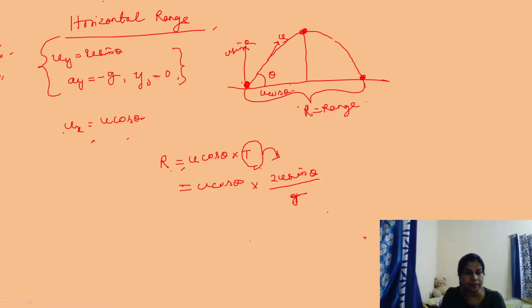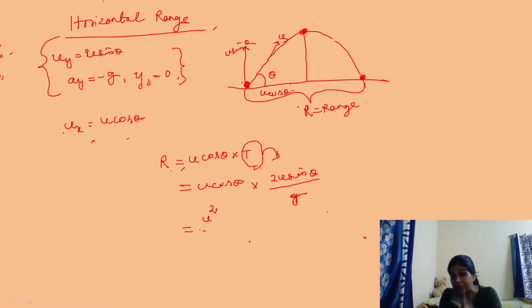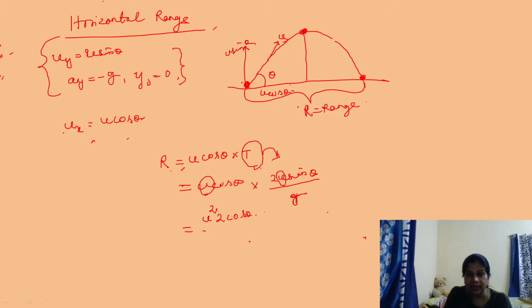Is it okay? So now I can rewrite this expression. Here u, two u, so 2 times u is multiplied. That's why u into u. Now this is u and this is another u. So u into u becomes u square. Now this is u square, 2 cos theta into sin theta divided by g. 2 cos theta into sin theta.